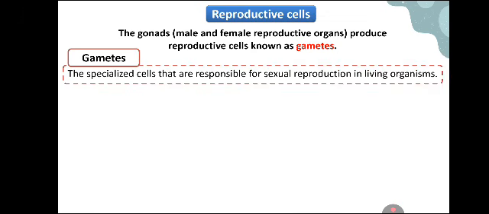What are gametes? A gamete is a specialized cell, a special type of cell responsible for sexual reproduction in living organisms. So each one of us is made from what? Made from two cells, one coming from the male and the other coming from the female.